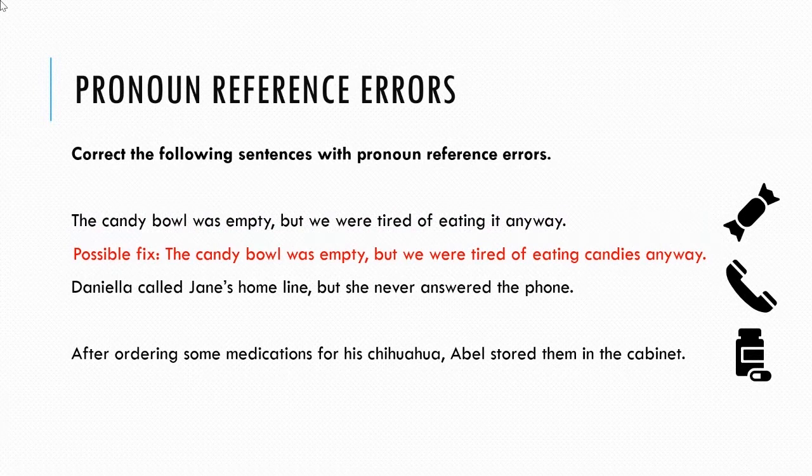The candy bowl was empty, but we were tired of eating it anyway. In this example, it can refer to the candy, but it can also be referring to the bowl, which would not make sense. To clarify that it is referring to the candy, we can say, the candy bowl was empty, but we were tired of eating candies anyway.